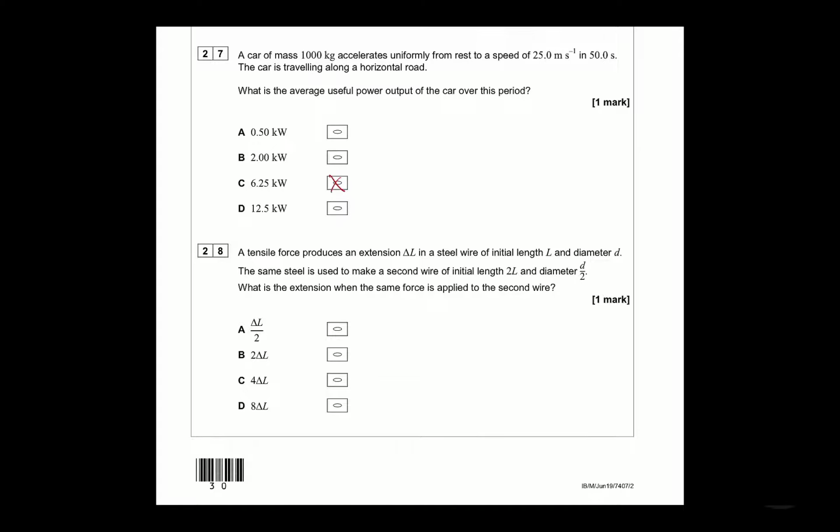And you have an initial length 2L, which means that your extension is going to double just based on that. So you're going to have 8 times your extension. Okay, so that leads to area over 4, which equals 4 sigma. Okay, so yeah, it should be 8 times more.